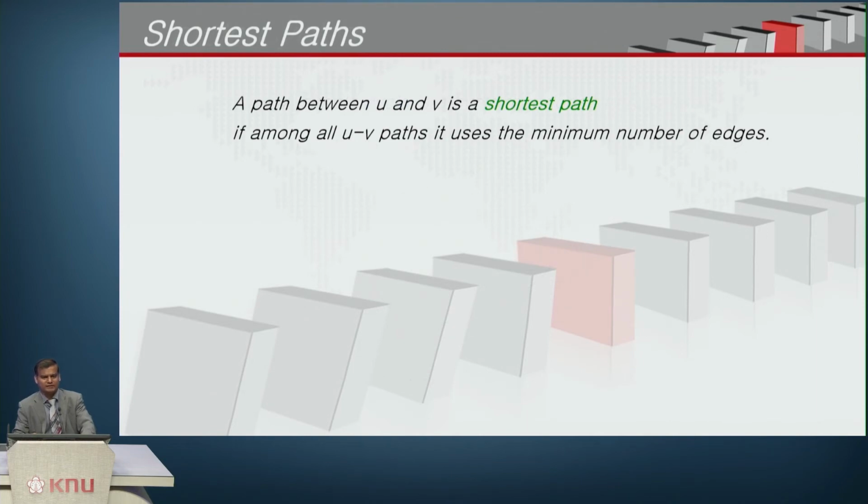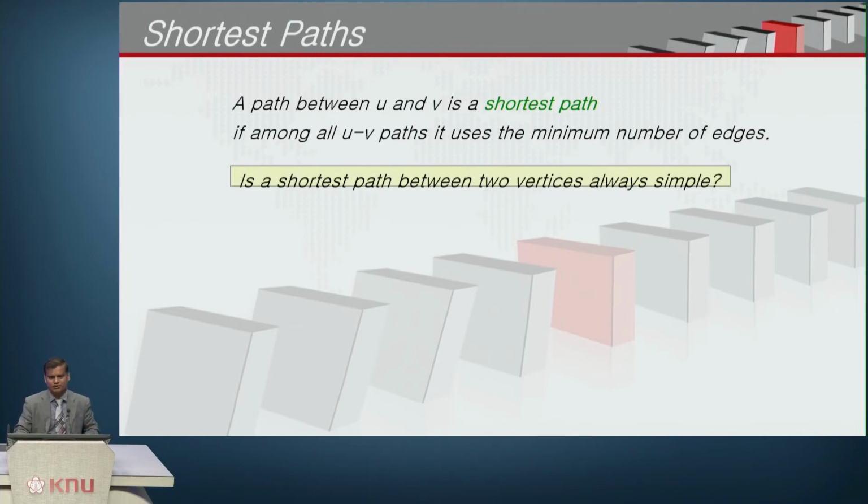Shortest path. A path between U and V is a shortest path if among U-V paths it uses the minimum number of edges. So consider there are 2 nodes U, V, and you want to find the shortest path between these 2 nodes. The shortest path would be the one with the minimum number of edges used to reach from U to V.